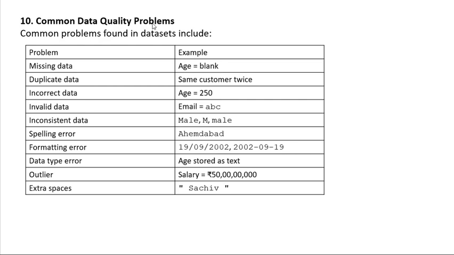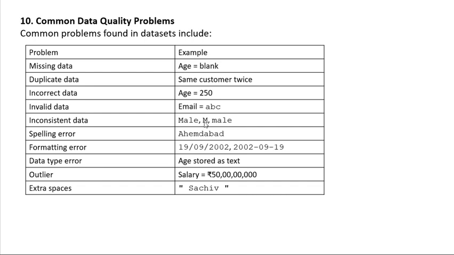Tenth is common data quality problems. Common problems found in the data set include the following, with examples. First is missing data, like the age is not given, and duplicate data, like the same customer's data appearing twice, and incorrect data, like the age given as 250, which is not valid, and invalid data, like the email "ABC".